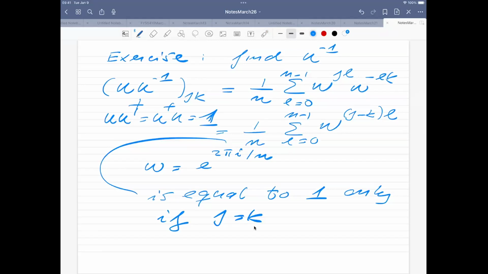So welcome back, and we are now going to look a little bit more in detail into the quantum Fourier transform, and hopefully everybody can see my whiteboard here.